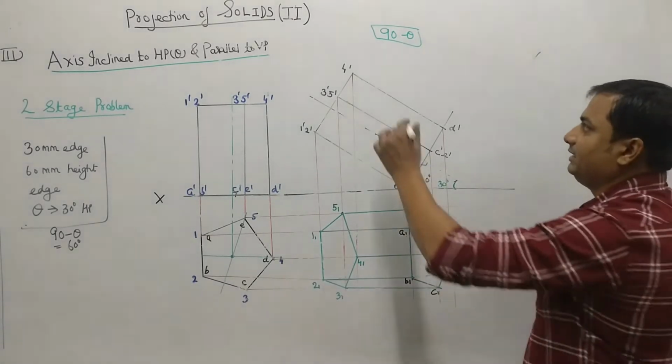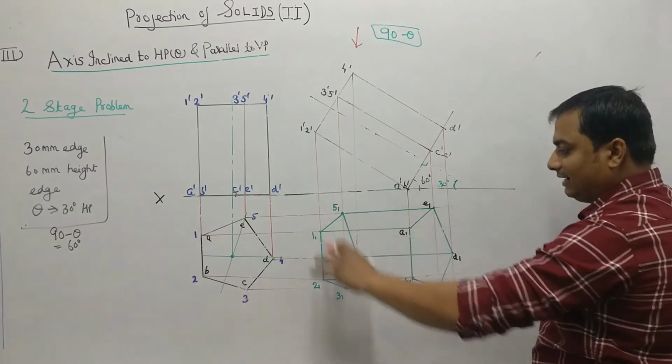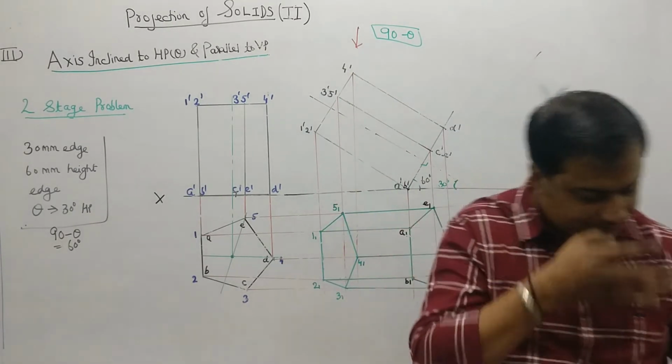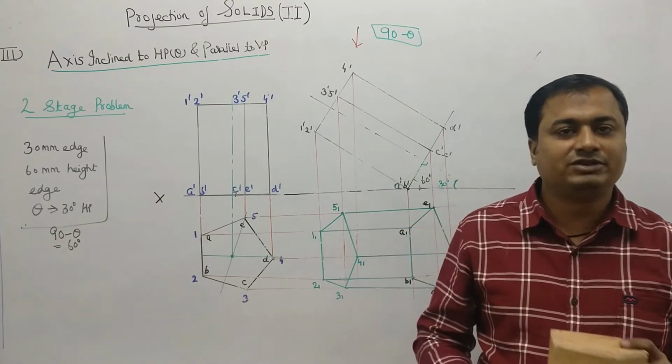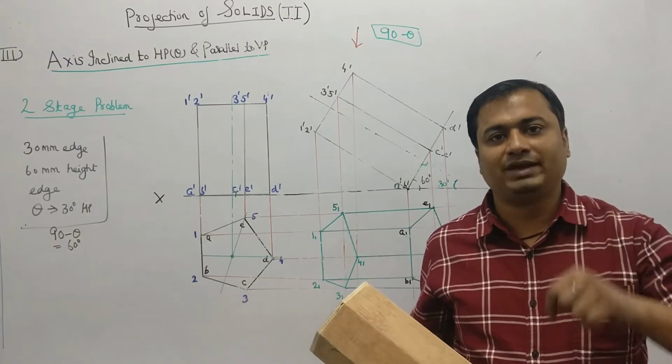We are seeing from here, we are seeing from here, and this entire solid is not going to be viewed from the top. There are some sides, there are some edges which are not visible from the top. That we have to make dotted.